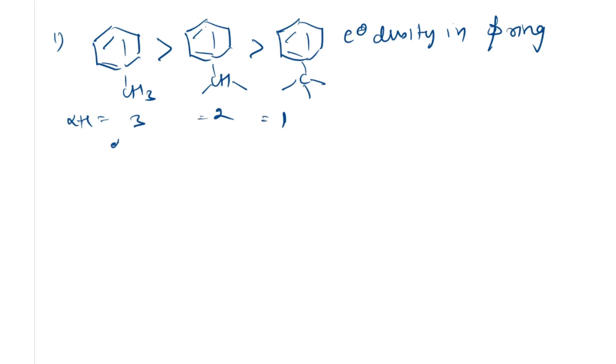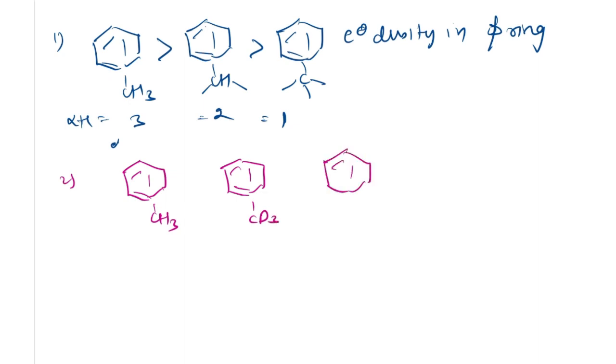Now if we have CH3, CD3 and CT3 as well. Now let's talk about the second question. We have CH3, we have CD3, we have CT3. So CH3, CD3, CT3.